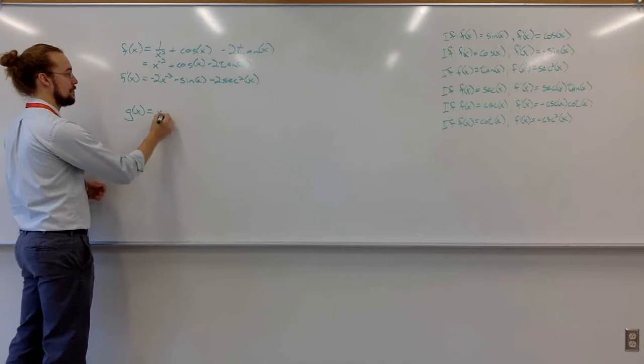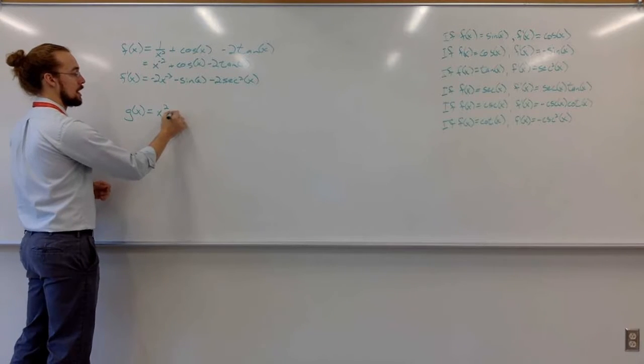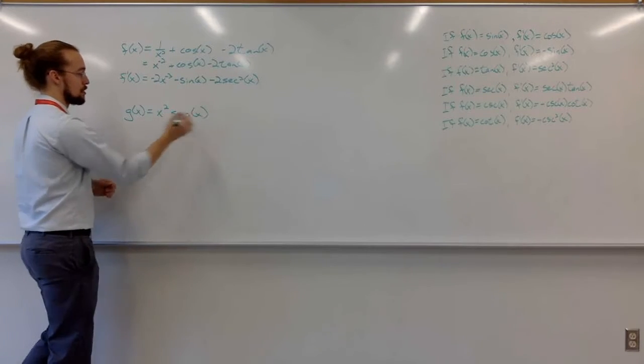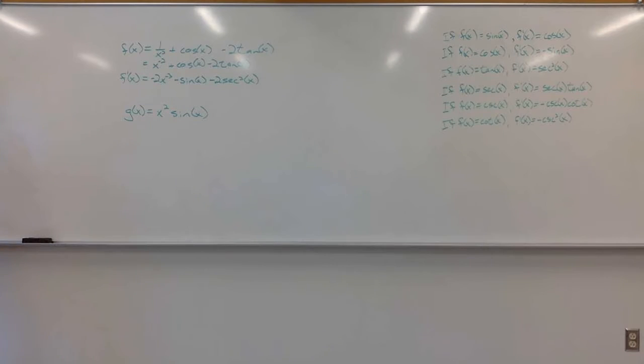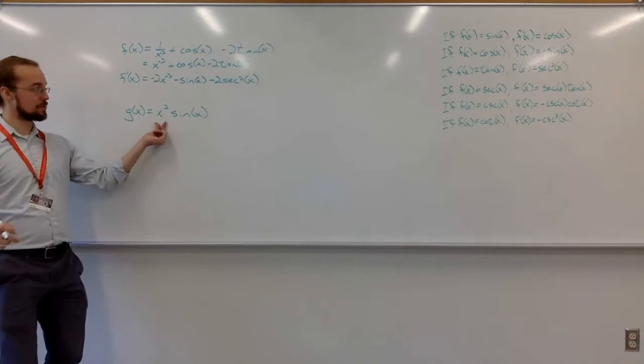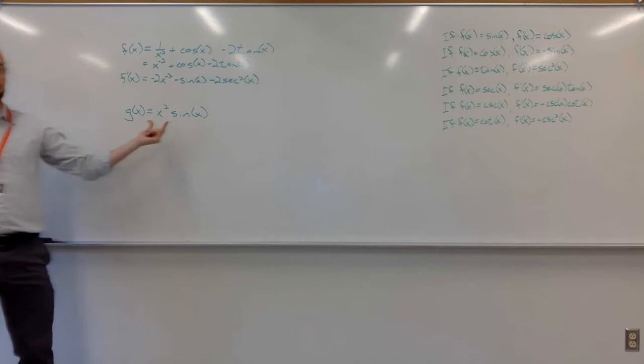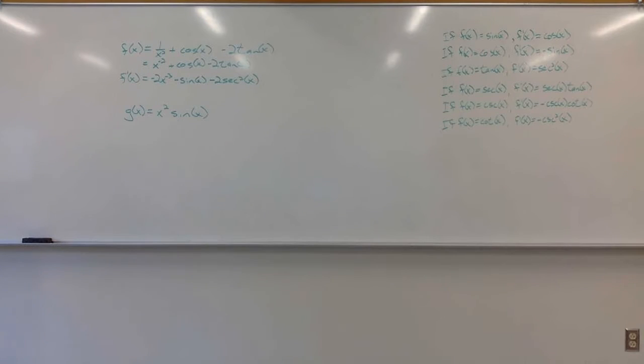How about x squared times sine of x? Okay, so here I'm multiplying this function times this function. Whenever we're multiplying two things together, what do we have to do to find the derivative? Product rule.